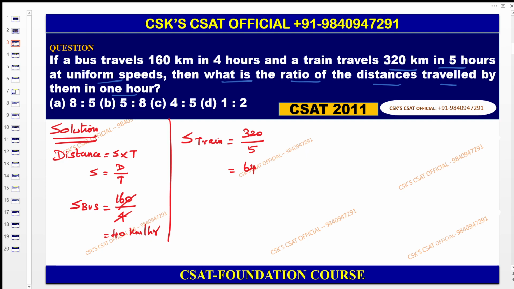But how are you calculating? Therefore, here the speed of the bus to the speed of the train is equal to 40 is to 64. You can cancel this one. So therefore 5 is to 8. Okay, option B is the correct answer. Money answered B. If you are having any doubt, you can ask. No doubt means we'll move on to the next question. Okay, fine.